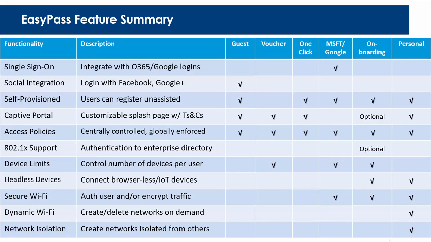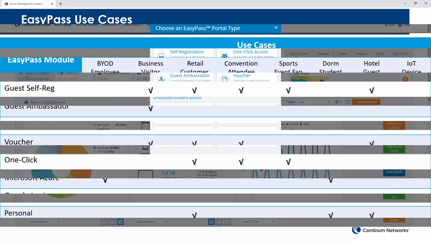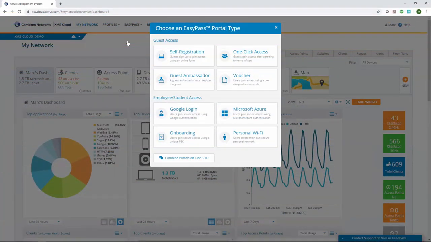You have the option of 3 different types of guest access portals. There are voucher and onboarding portals, and we have Microsoft Azure and Google login portals. There is even a portal that allows a guest to create their own private, secure network. Here are some of the more popular and obvious use cases for EasyPass. We have seen customers get very creative and use these portals in very unique applications. I will quickly create a couple of portals to show you how easy this is.